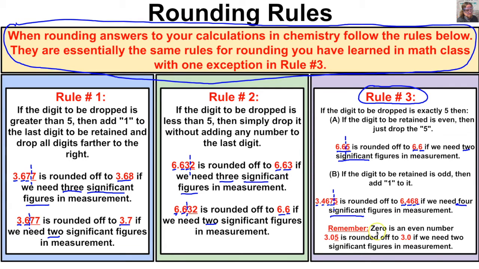All right, and so it says remember that 0 is an even number. So if we have 3.05 and we want to round this to just 2 sig figs, we'll look at 1, 2 sig figs here. This 5 here is not going to round this 0 up, since 0 counts as an even number. And so if we wanted to round this to just 2 sig figs, our final answer will be 3.0. So let's go ahead and apply these rules to several different example problems, and then you're going to try some example problems on your own at the end of this video.